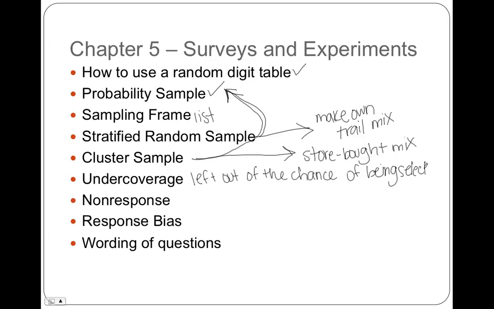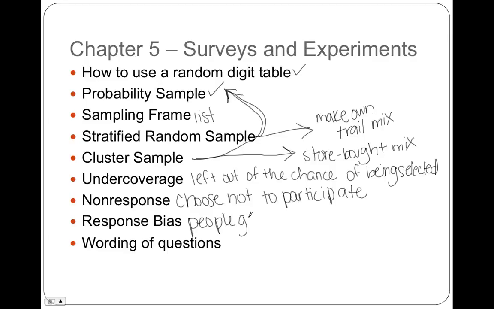So remember, if I am calling landlines from some kind of yellow pages or something like that, then people whose numbers are unlisted are subject to undercoverage because there's no chance I'm going to reach them because their number is unlisted, for example. Non-response means people choose not to participate. So if I'm making phone calls and somebody hangs up on me, that would be an example of non-response. Or if somebody doesn't return their survey, that's non-response. Response bias is when people give me inaccurate responses.